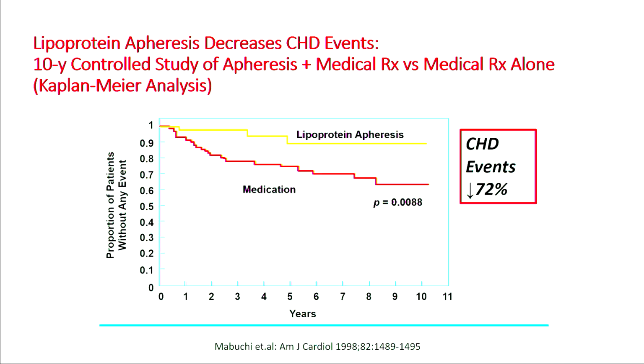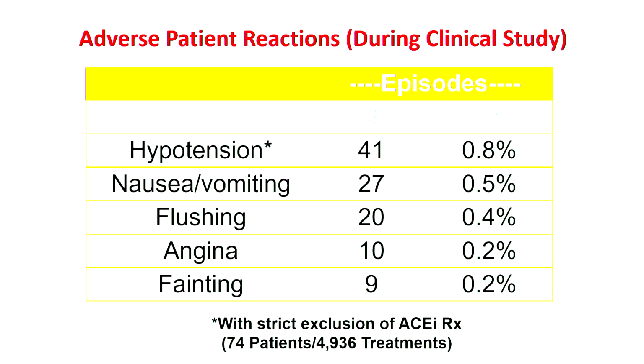So this is the results for CHD event rates, shown as the proportion without any event. This is the kind of classic Kaplan-Meier curve over 10 years. You see the better outcomes amongst the lipoprotein-apheresis group, whereas the medication group is coming down here. So the relative difference is a 72% protection against CHD events in the apheresis group.